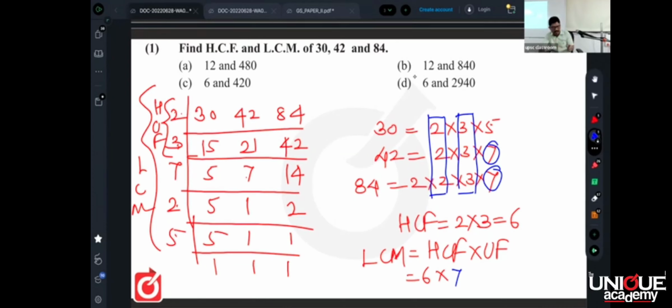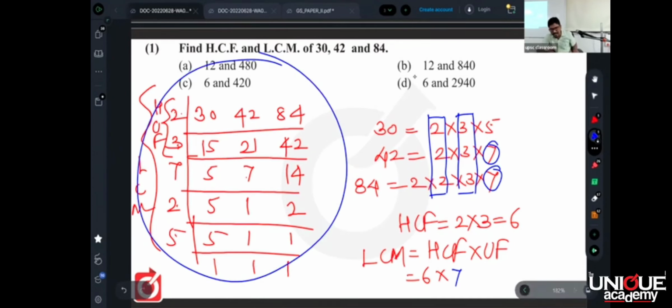Is it clear? So it is better to go by commonly factorizing. Okay, no problem. You can get it by this approach also, one and the same. So for twice 7, we have to write only once 7. Then what are the factors remaining? 5 in the first number and 2 in the third number. So into 5 into 2, that gives you how much? 420. Is it clear? Okay, so one and the same thing. HCF is 6 and LCM is 420.